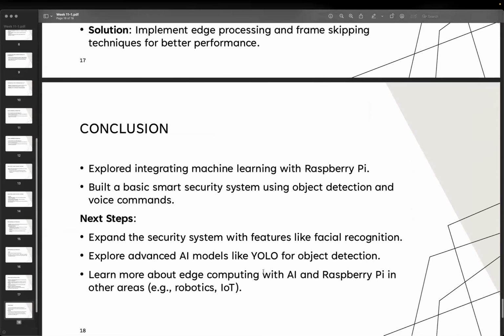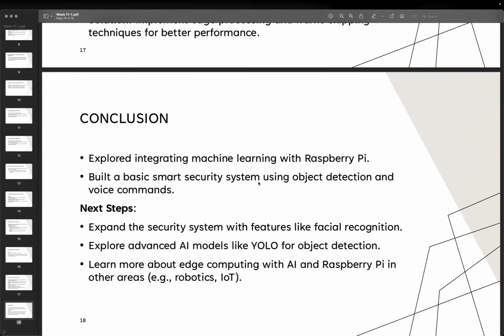So quickly, let us summarize. For this lab, we tried to introduce how to integrate machine learning with the Raspberry Pi and build a smart security system using object detection and voice commands. We are just using the built-in libraries directly, so it is pretty straightforward and easy, but of course I recommend you add some new ideas.